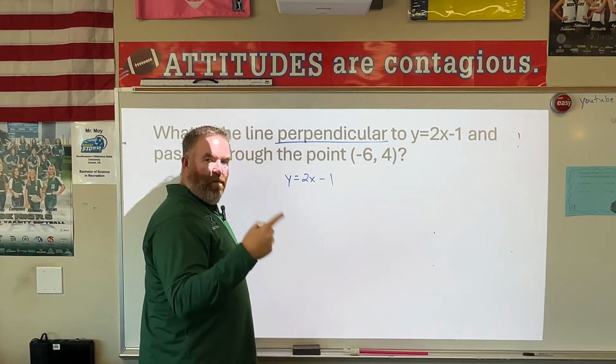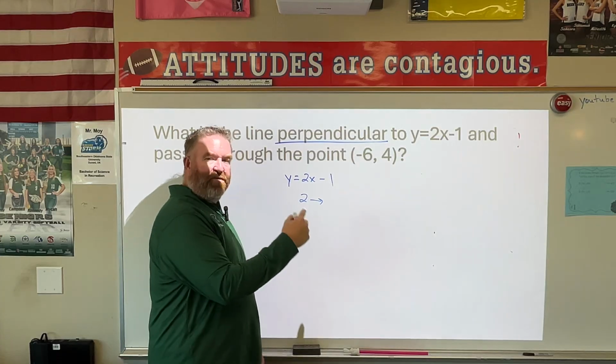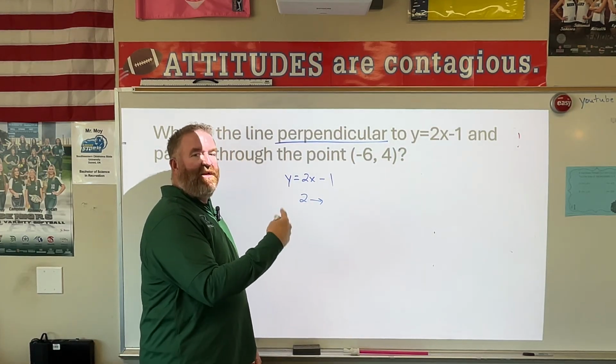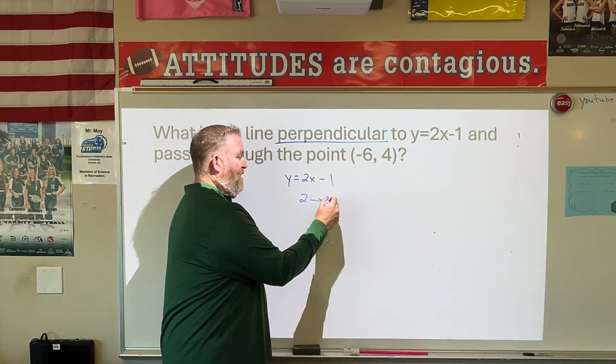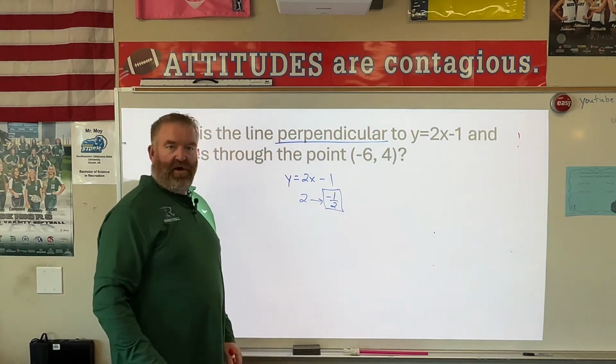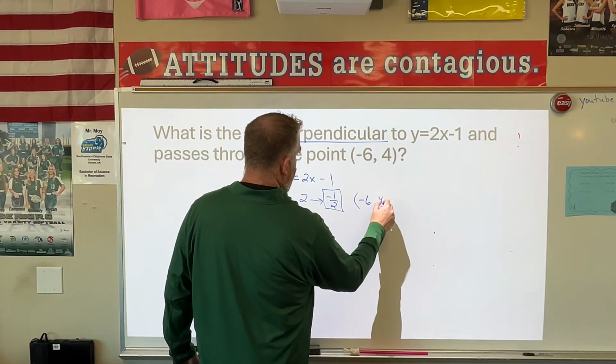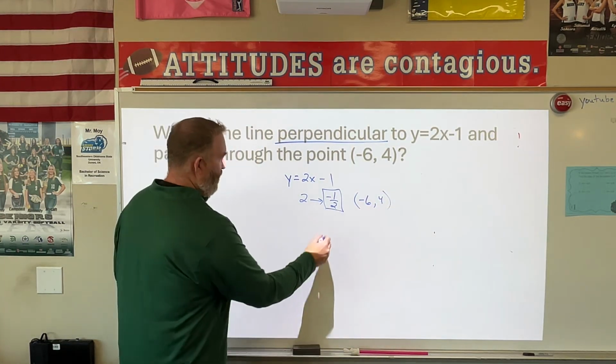Take my slope and do what? Opposite reciprocal. So if I flip it and change the sign, what is my new slope going to be, guys? -1/2. There's the slope I'm going to use. There's my new slope. Okay, so now I have a point and a slope, yes? So I've got -6, +4. So now I can do what I was doing before.